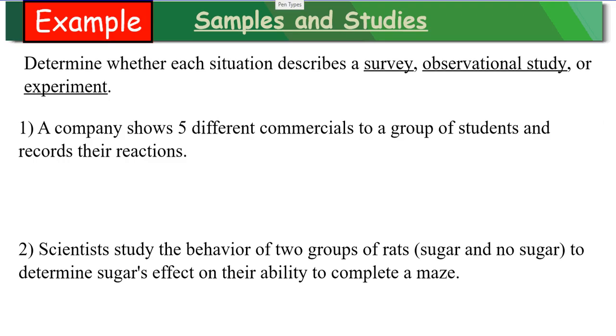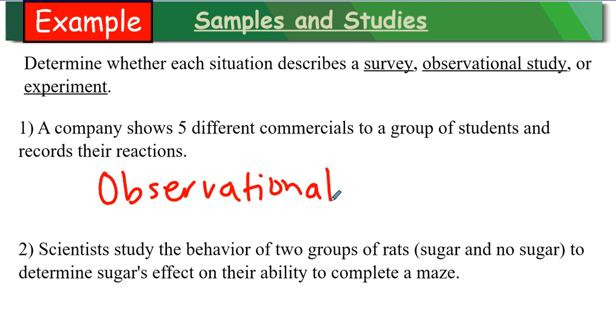Okay, so we're going to practice some. They're going to give us a scenario and they're going to ask which type of study, survey, observational study, or experiment, was done. So situation number one, a company shows 5 different commercials to a group of students and then just records their reactions. That is an observational study. They let the people watch and then just record the results.